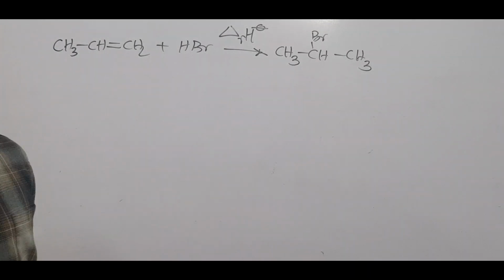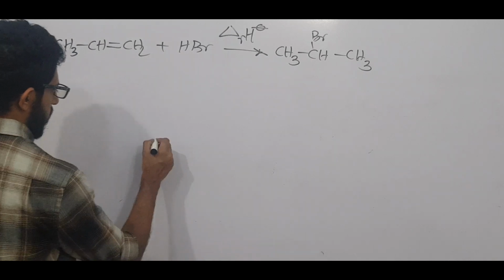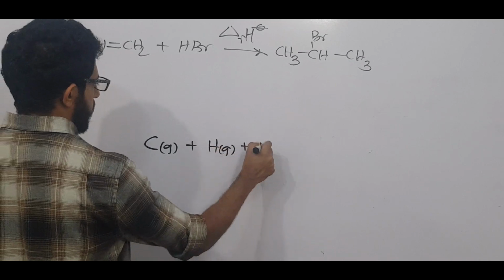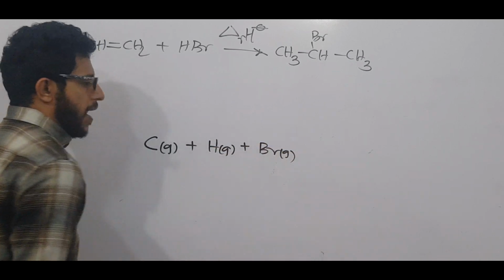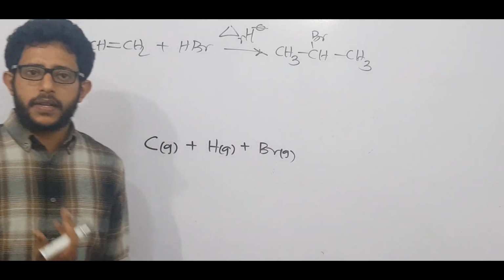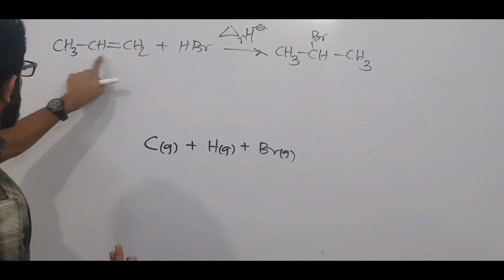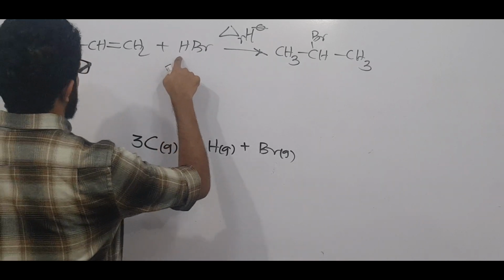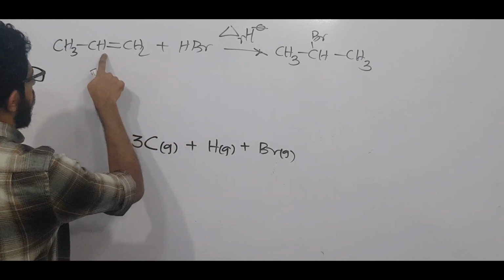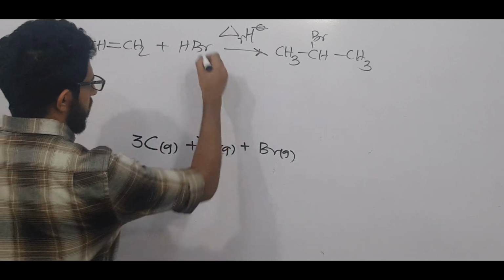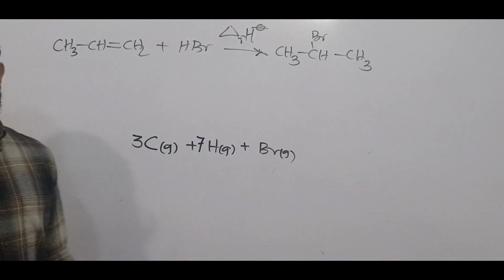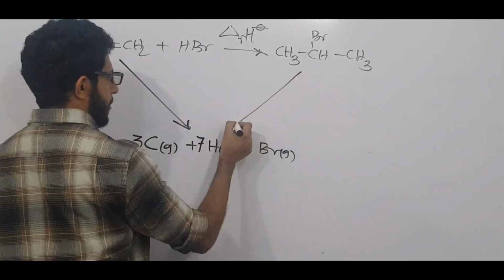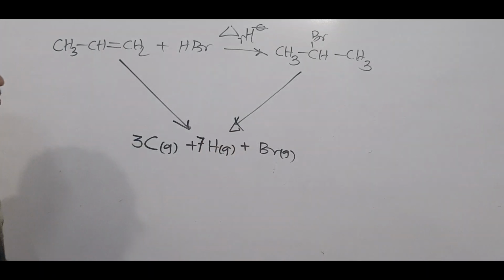Then write the gaseous atoms at the bottom. So what you get is carbon gas, hydrogen gas, Br gas. Now carbon is not a gas, but to do this we have to write it in the gaseous state. And you have to balance it. 1, 2, 3: 3 carbon atoms are there. Hydrogen 3, 2, 4, 6, 7: 7 hydrogen atoms are there, and 1 Br. So that's balanced. Then arrows from top to bottom. So this is how the arrows come.